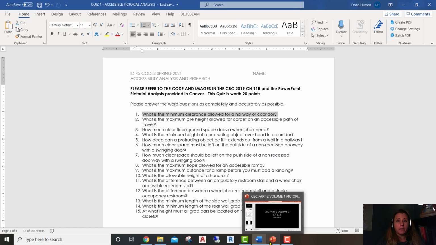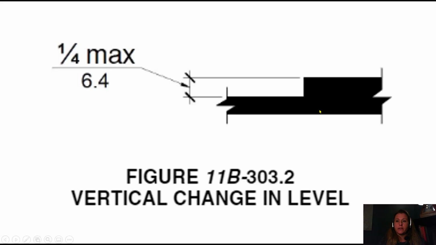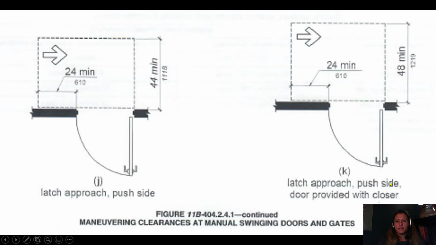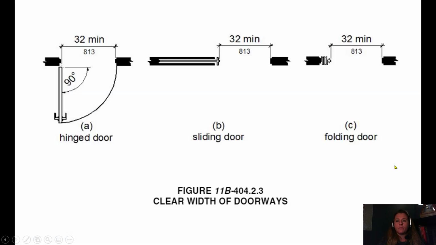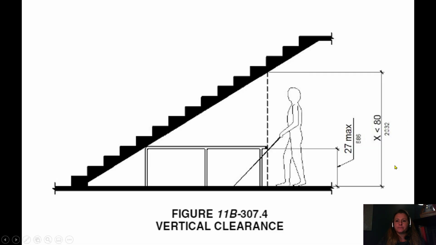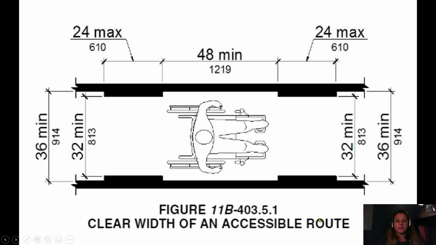Now, I'm going to go to the PowerPoint, and I'm going to click through until I find some information on corridors. So we're talking about carpet, door swings, clearances, vertical clearance, ground floor clearance. Okay, here we go. Clear width of an accessible route. Looks like a person in a wheelchair traveling through a hallway or a corridor.